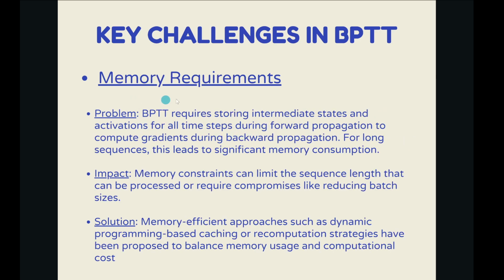Next, memory requirement. Problem: BPTT requires storing intermediate states and activations for all time steps during the forward propagation to compute gradients during backward propagation. For long sequences, this leads to significant memory consumption. Impact: memory constraints can limit the sequence length that can be processed or require compromises like reducing batch sizes. Solution: memory efficient approaches such as dynamic programming based caching or recomputation strategies have been proposed.